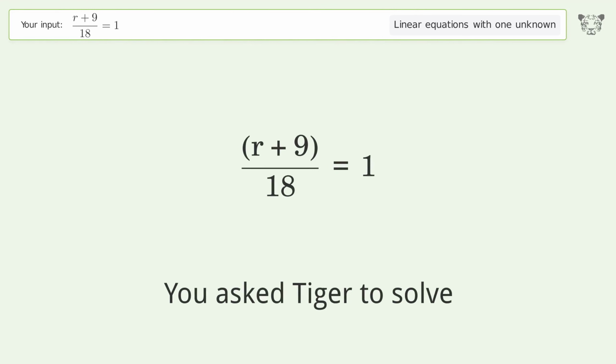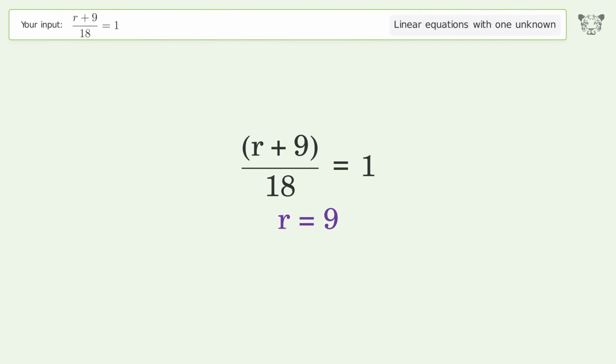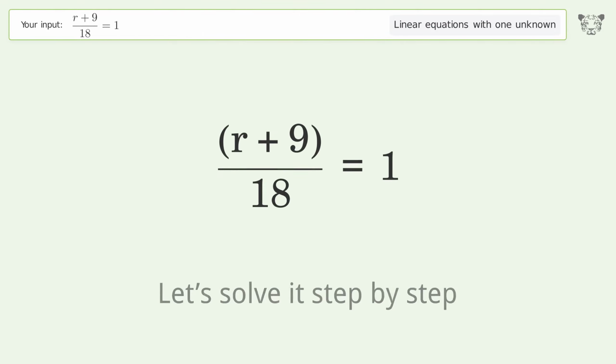You ask Tiger to solve. This deals with linear equations with one unknown. The final result is r=9. Let's solve it step by step.